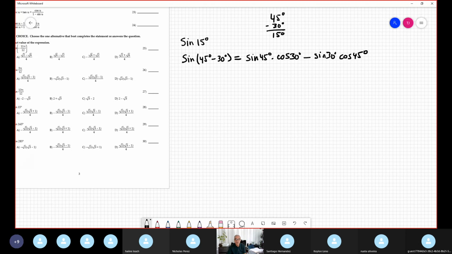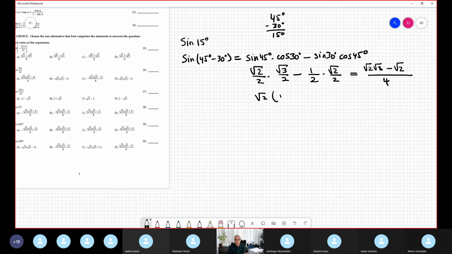Sine 45 degree is radical 2 over 2. Cosine 30 degree is radical 3 over 2. Minus 1/2 times radical 2 over 2. So on the bottom you have 4. So we have radical 2 radical 3 minus radical 2. You can leave it like that, or factor radical 2 outside: radical 2 times radical 3 minus 1, divided by 4.